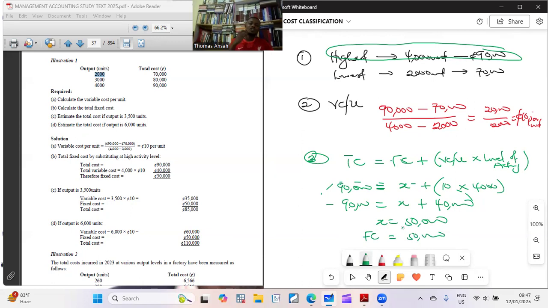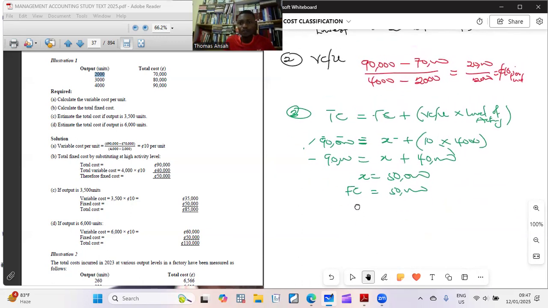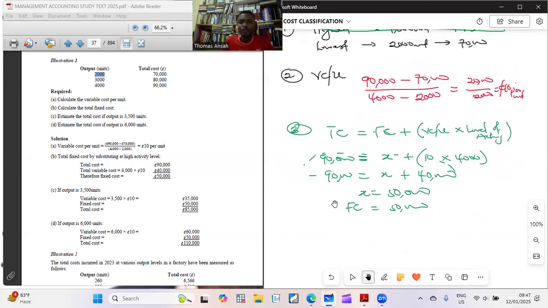That is it. So if I want to do step 4, now I know my fixed cost. All right, I know my fixed cost. And if I want to use it for the lowest level too, I can use it for the lowest level and I can get my figure. All right, so basically that is it. So if you put the total cost for the lowest level, which is 70,000, you know this thing is fixed.